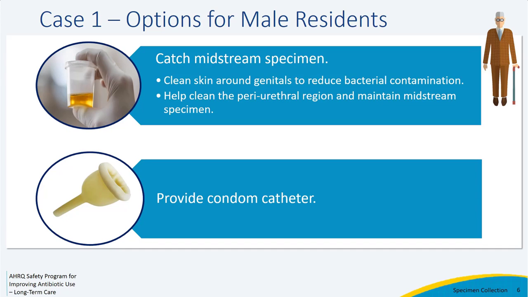Because this is a newly placed catheter, you can collect the sample from a collection bag that has held the urine for a short time. Regardless of the approach, you can take steps to minimize bacterial contamination of your sample by cleansing the genitals prior to collection, washing your hands, wearing clean gloves, and collecting the specimen in a sterile container.